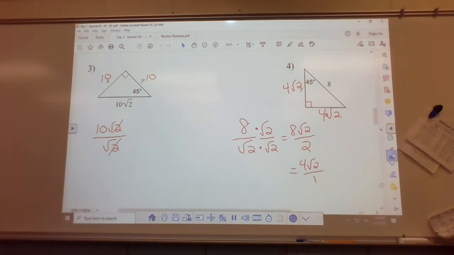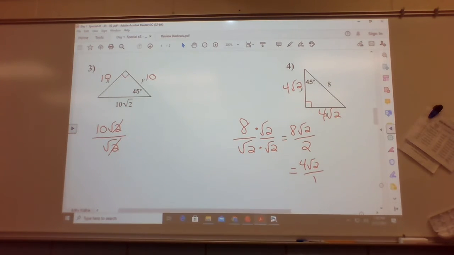Now, like I said, that's a bit trickier because you had to fix the bottom. That's one of the trickier ones that we're going to have. It's a little bit tricky. Are we okay on 3 and 4?